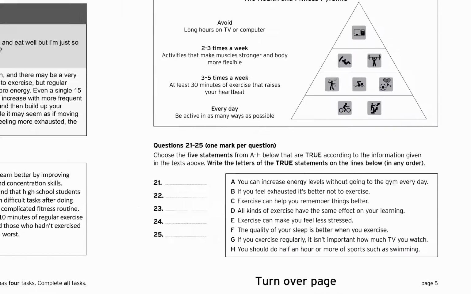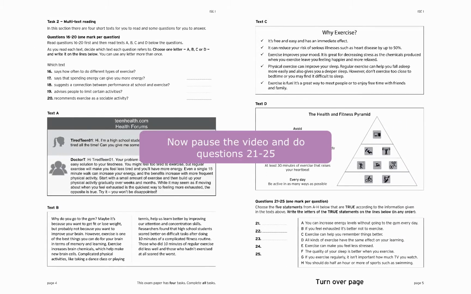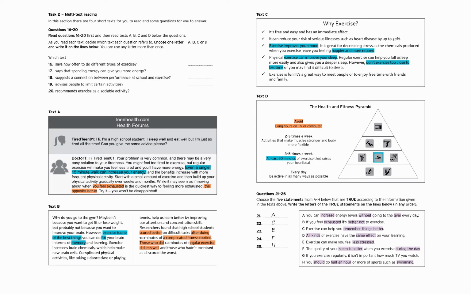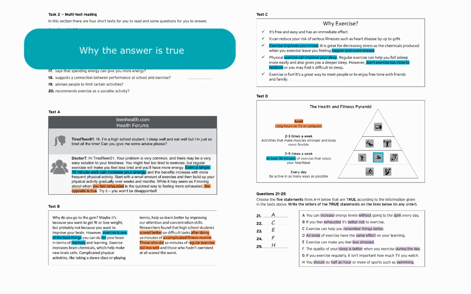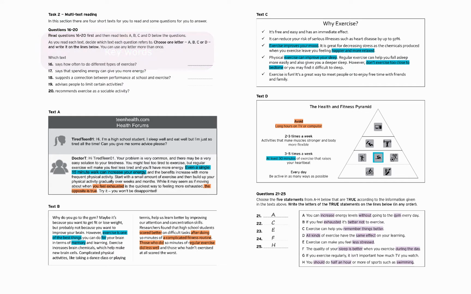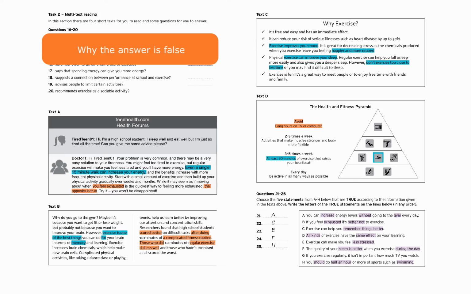Okay, now I want you to pause the video and try doing exercise 21 to 25. Okay, let's have a look at the answers. How did you get on? First of all, let's look at the colours on the page. The blue shows why the answer is true. The purple, in a moment you will see it, are the key words that we already looked at. And the orange shows why the answer is false or wrong.